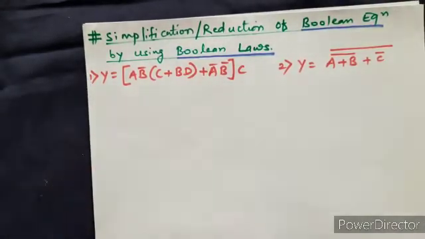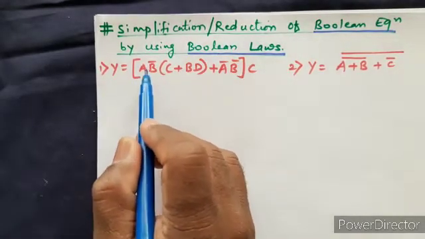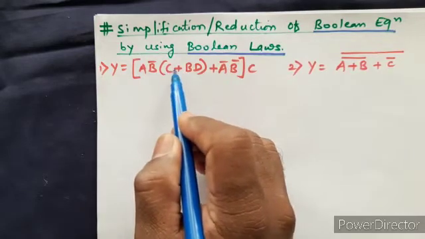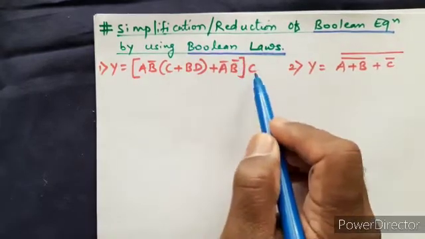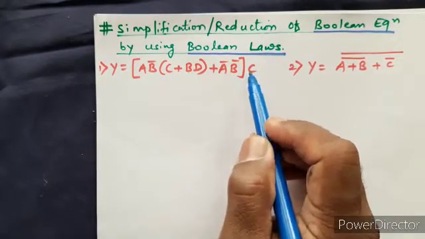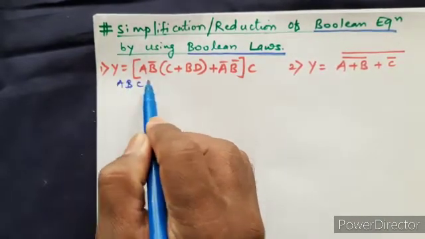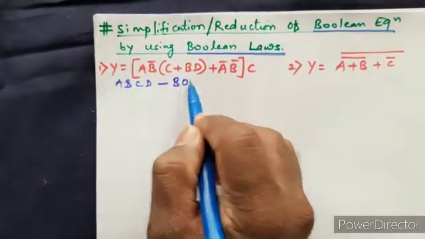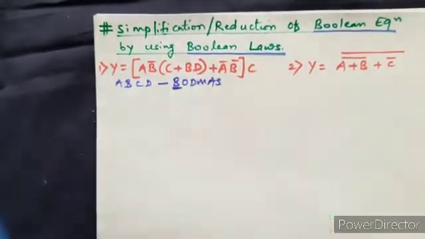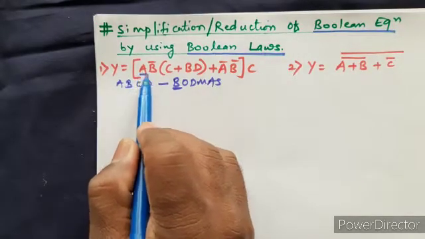Okay, so the very first, I have y equal to a b bar in bracket (c plus bd) plus a bar b bar, and this whole thing is multiplied with c. Now here if you see this equation, we have four variables: a, b, c, d. Here also we can use this rule. So we have to go for bracket solving first, so the internal bracket we'll try to solve first.